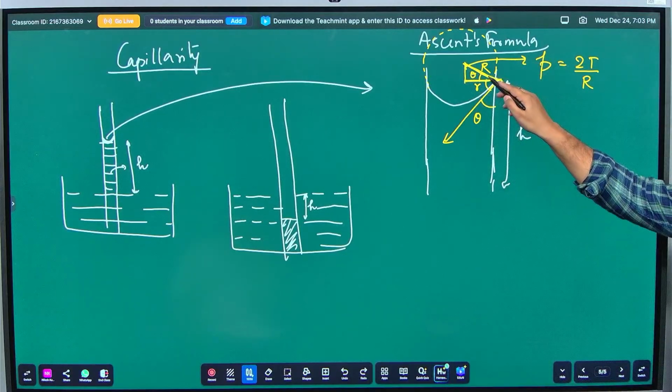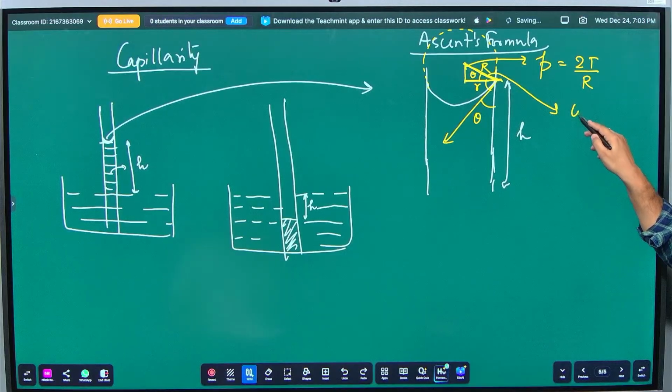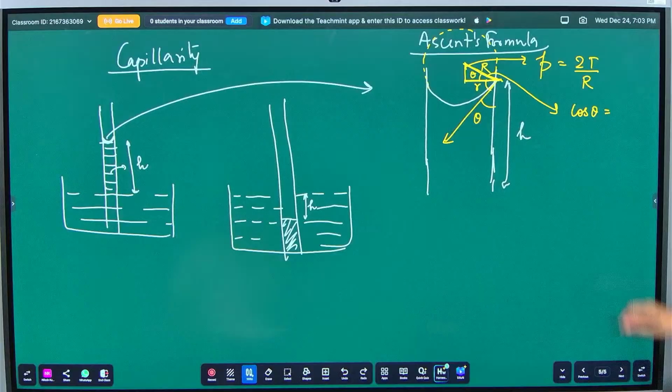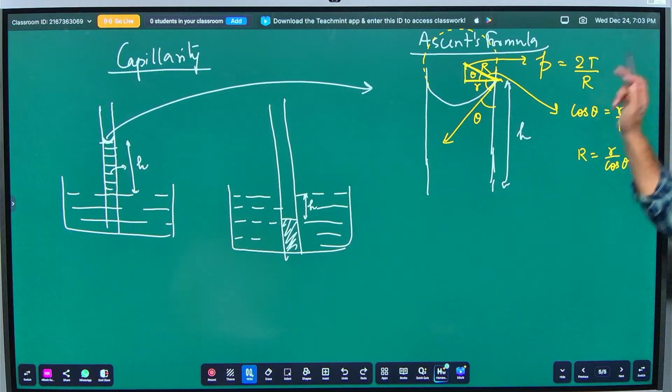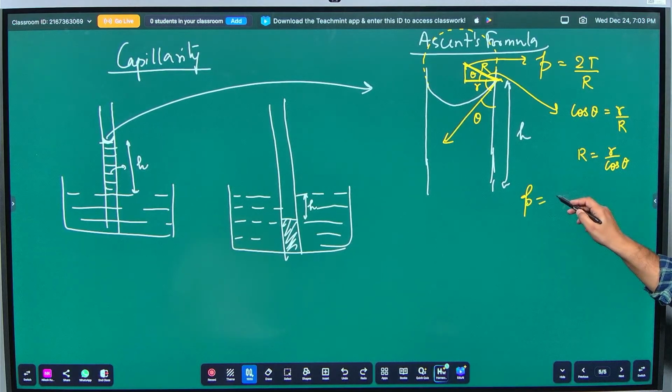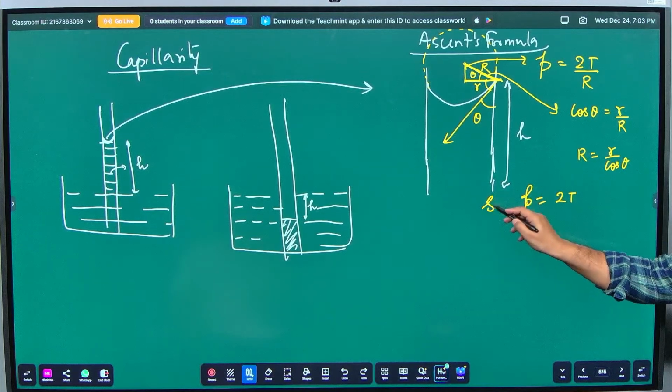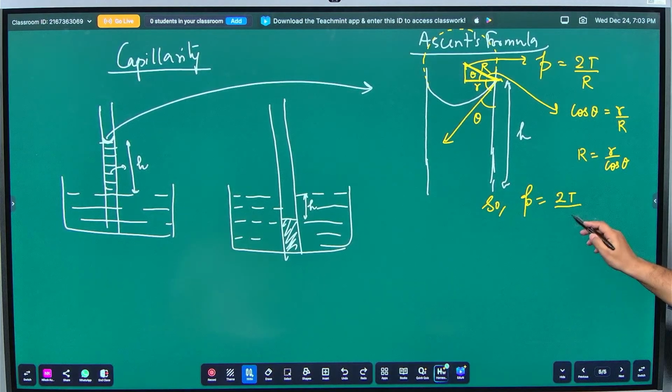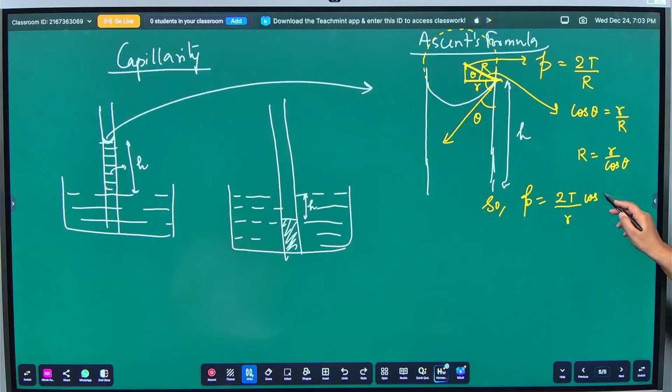Okay. Now in this triangle, I want to find what is cos theta. What will be your answer? r by R. So I can write capital R is equal to r by cos theta. Do you agree? Substituting it there, I got the value of pressure as 2T cos theta by r. So pressure is equal to 2T cos theta by r. I am writing r, and above what goes? Any problem in this?